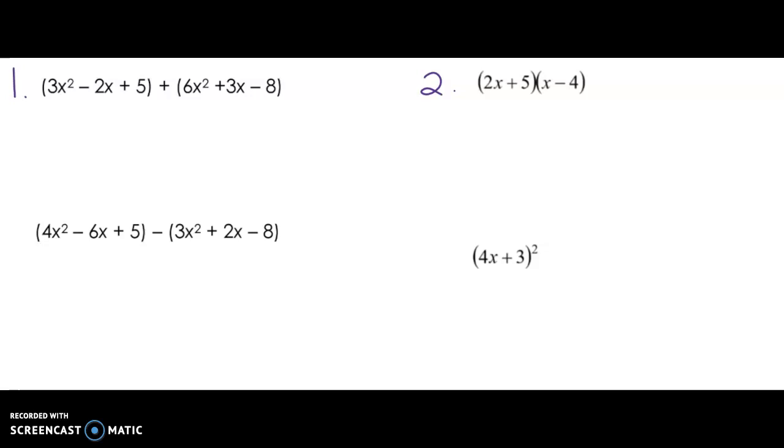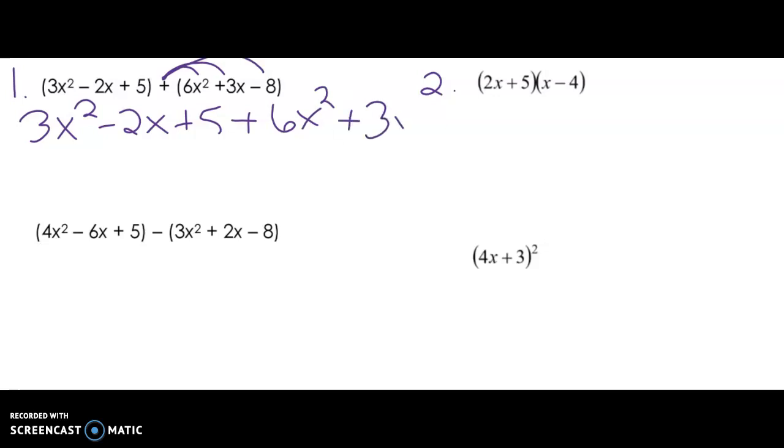So we want to write this problem without the parentheses. And there's a plus between the 2 expressions. So if we distribute a plus sign, the signs don't change at all. So we just bring everything down. So we have 3x squared minus 2x plus 5 plus 6x squared plus 3x minus 8.